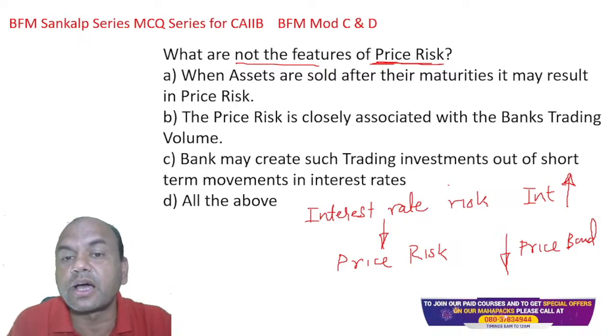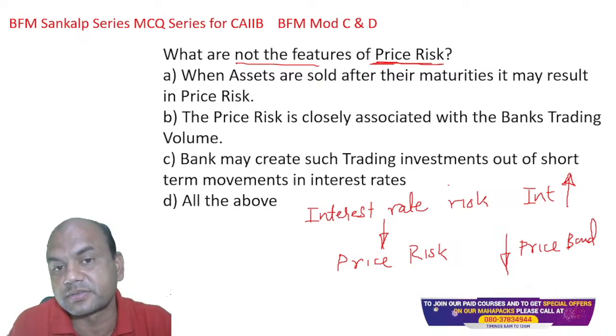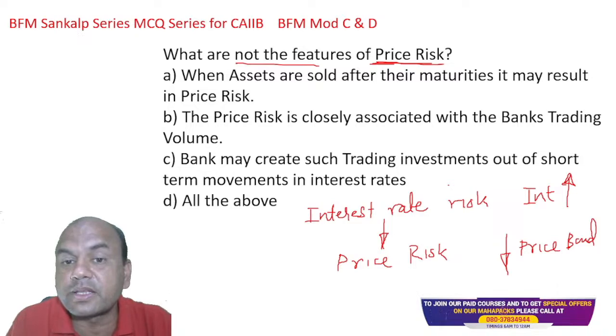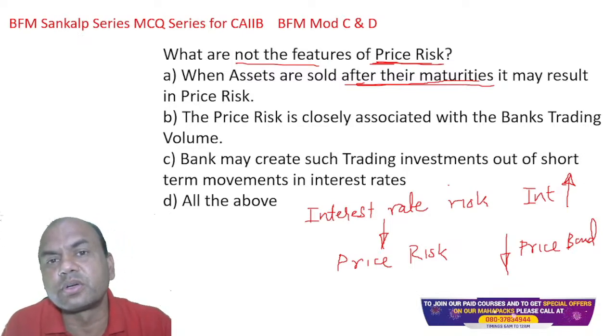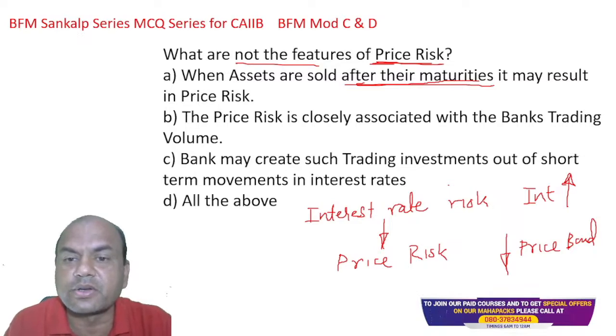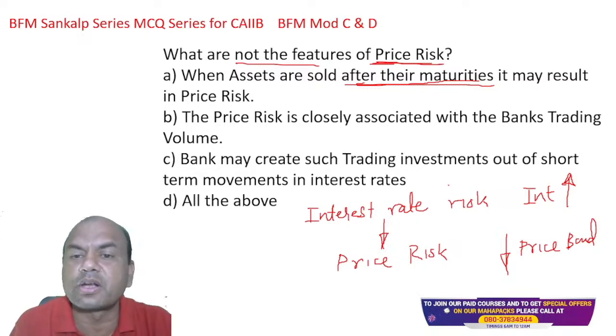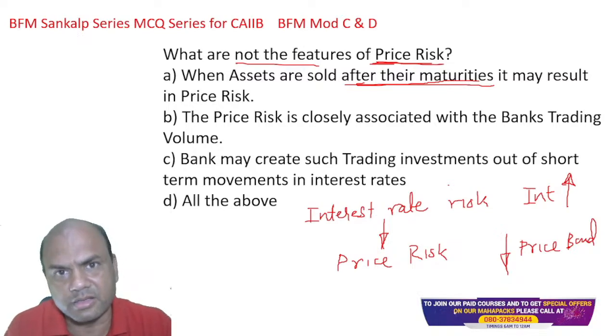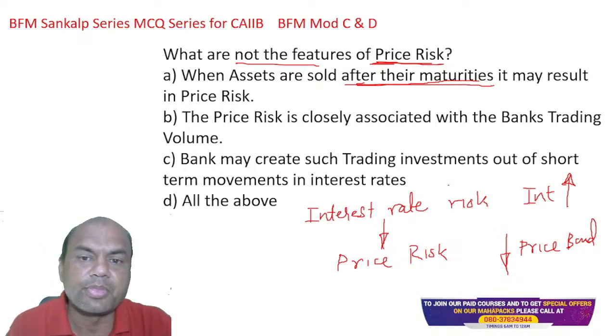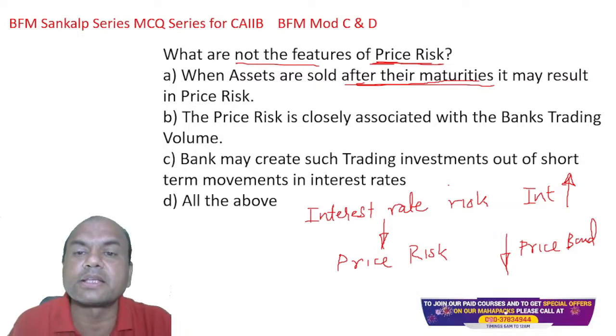When the assets are sold after their maturity, it may result in price risk. Is it so? When assets are being sold after their maturities, I'm holding those maturities with me. So it may result in price, meaning the price may go up or down. Is it so? It will never, because after the maturity means whatever is the final amount, I've got it over there. Now, when do I take it? That's a separate aspect altogether. Up to the maturity, only the price risk is there.